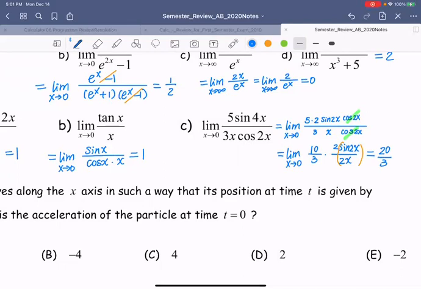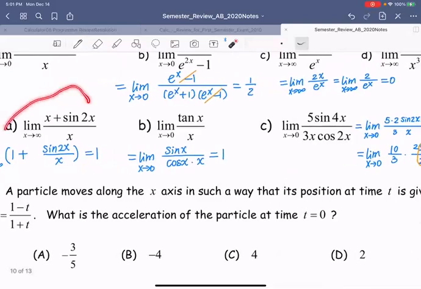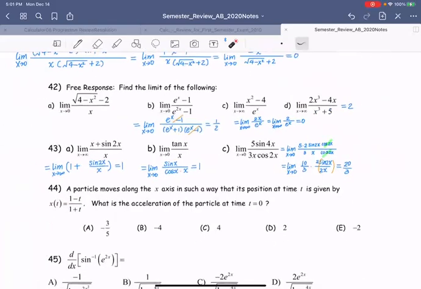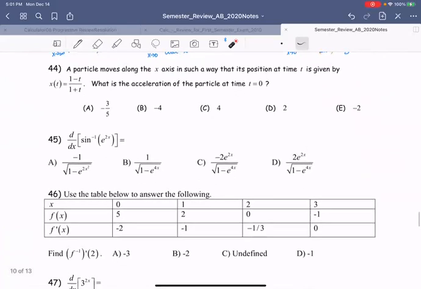I'm pretty sure your teacher will include this type of tricky question in your test. All right? You want to go through those questions without looking at my notes. I'm going to upload them, but please do it yourself first and then check with my notes. Okay?